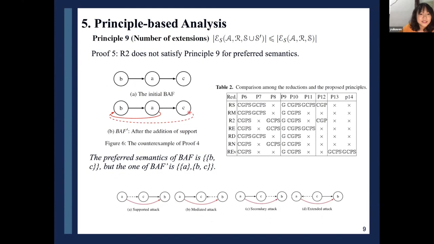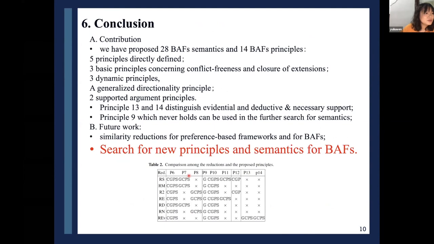But here we add C supports B. And here again, the interpretation of the support is necessary. So we add A secondary attacks B. So now for the new BAF, we have the preferred extensions A and B, C. So the number did not decrease. So that's why we only fill this space with G, representing the grounded semantics.